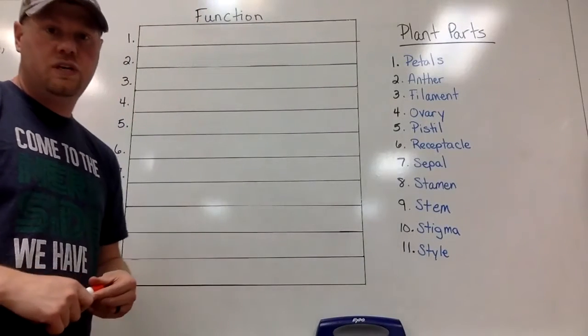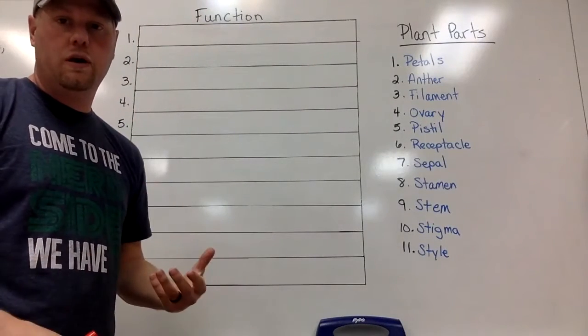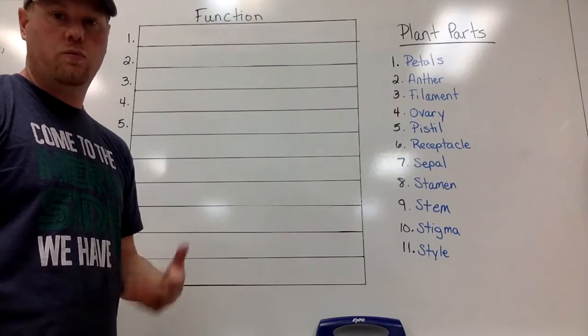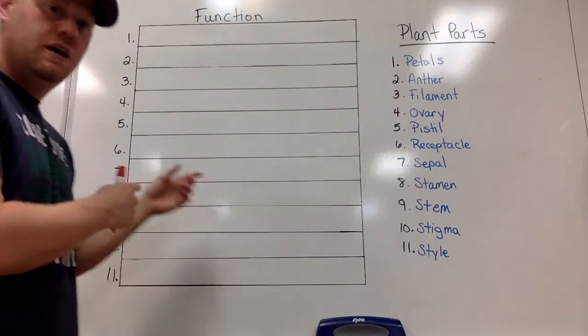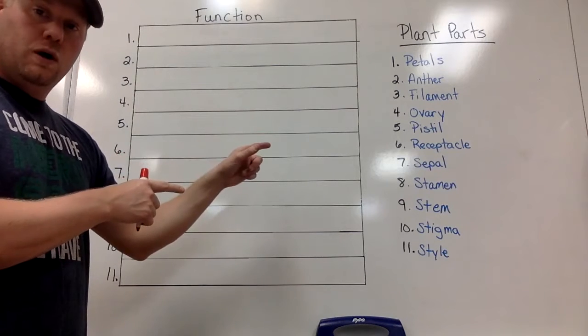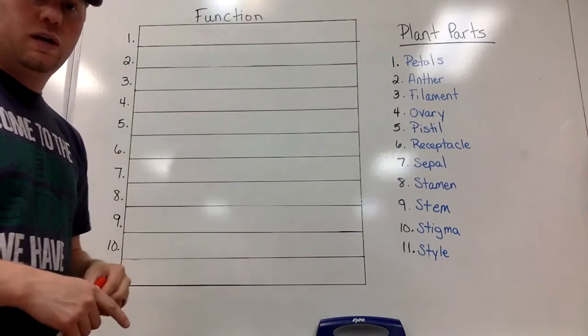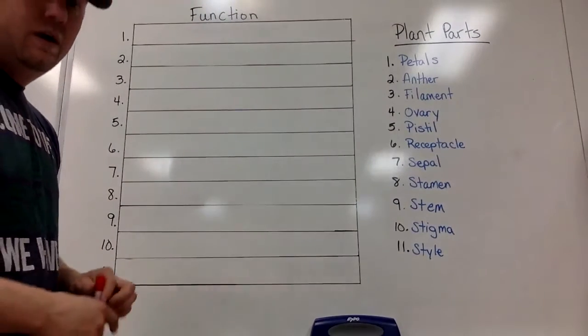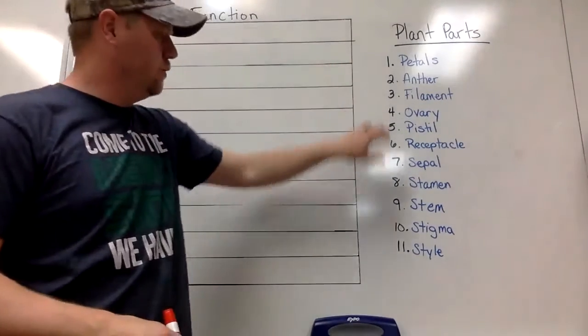All right, so today we're going to work on understanding the basic parts of a flower or a flowering plant. Now, you're going to notice I've got 11 terms up here on the board. The first thing you want to do is get those terms written down. As you can see over on the side, I've got them numbered 1 through 11.